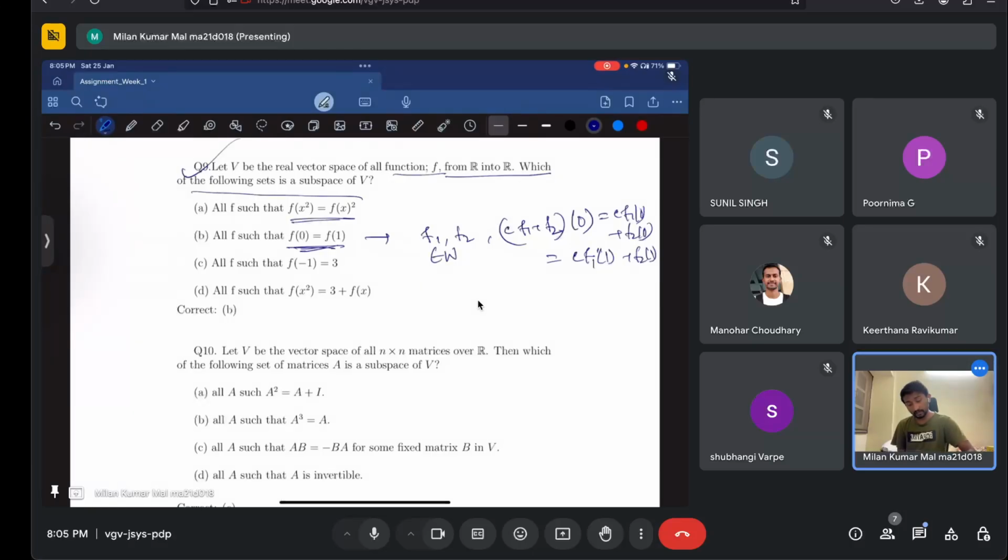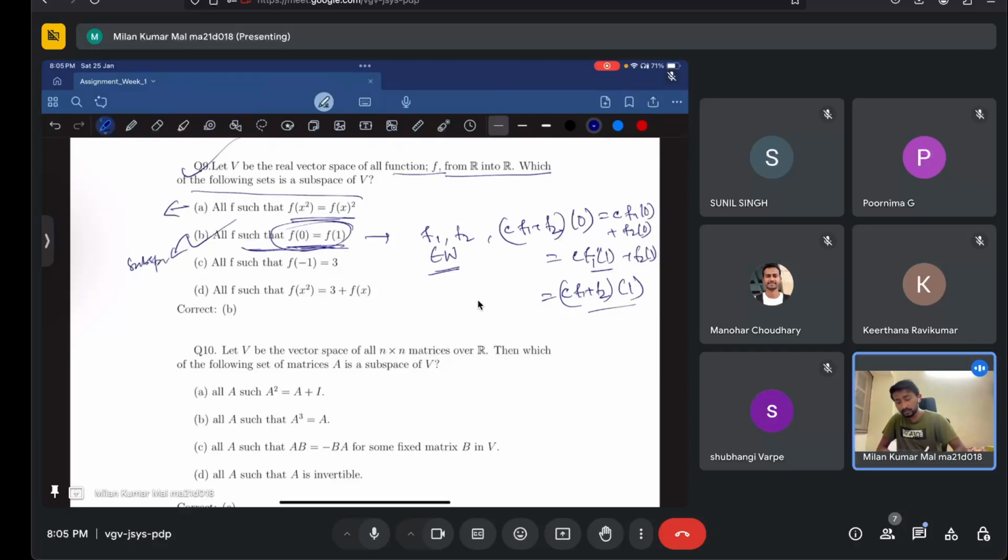This is the set, right? Let's take all such functions. This is the set W. So that means it is satisfying this condition. So f at 0 is equal to f1 0 plus f2 0, and this is satisfied for both cases. So f1 and f2 satisfy this condition: f1 0 equals f1 1, f2 0 equals f2 1. So that means c f1 plus f2 whole at 1. So that's why this is becoming a vector space. But this one is not a subspace.